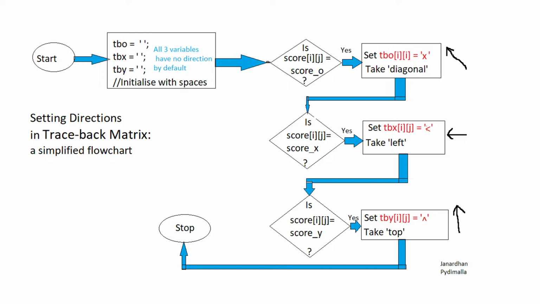This is the flowchart for setting directions in the traceback matrix. This is a simplified flowchart. I didn't specify any loop in the flowchart. This flowchart has to be iterated many times till all the cells are covered in the traceback matrix.